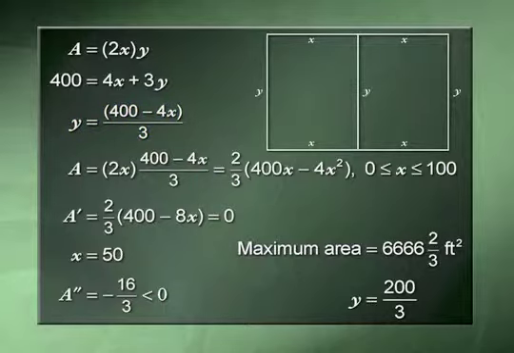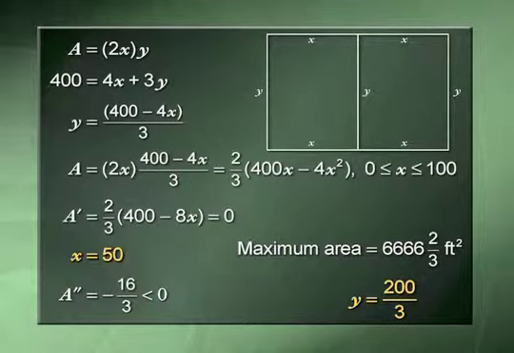So now I know my dimensions. It's 50 for each of the x pieces, and the height is 200 over 3. That is the optimal shape of the pig pens. It is using the fixed amount of fencing, and it's the maximum amount of area.